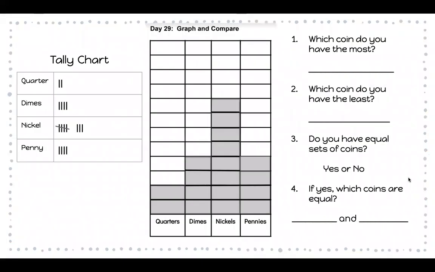I'm going to show you an example of the tally chart and graph that I have done based on how many coins I collected from my own piggy bank. So to start my tally chart, I have all 4 different coins. I have quarters, dimes, nickels, and pennies. If you look at the data, you can tell that I have 2 quarters because each tally mark counts for how many I collected. So I have 2 quarters, 4 dimes, 8 nickels, and 4 pennies.